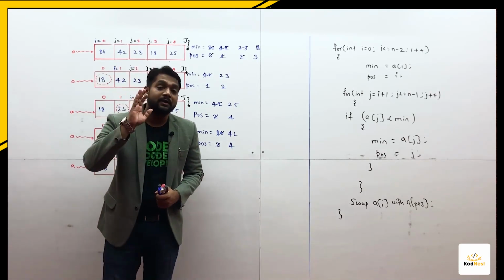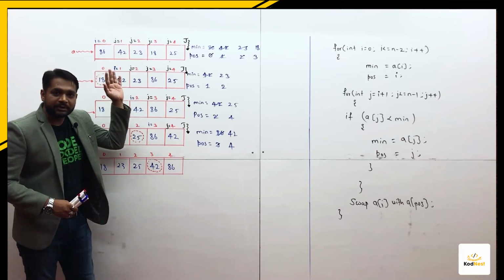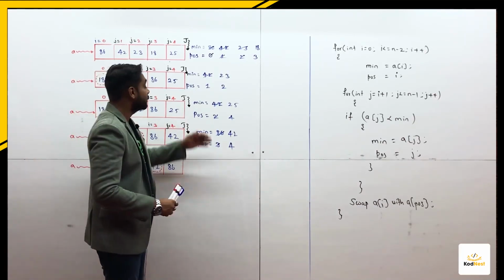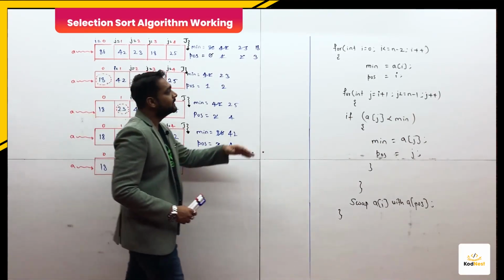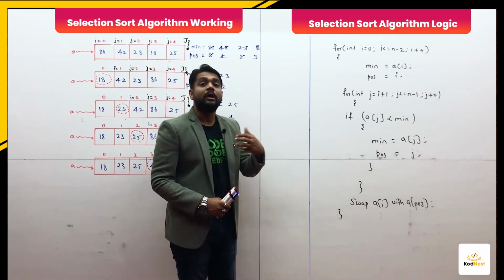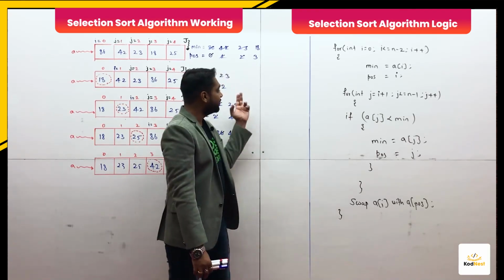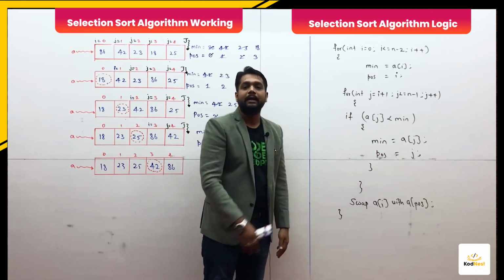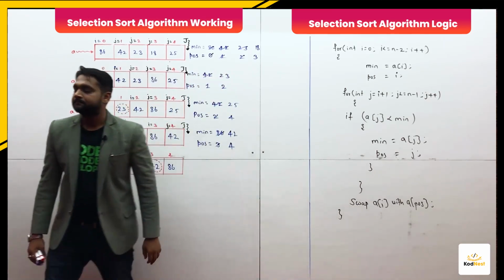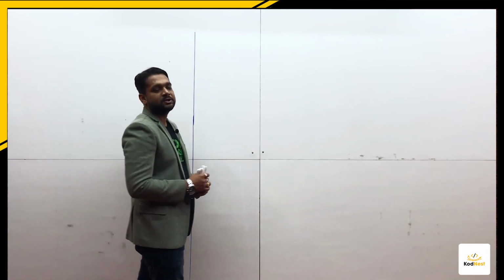I hope I am completely clear about the selection sort algorithm. First, copy this program as it is. Copy this working as it is. Then copy the logic as it is. We will have to convert this logic to the working program. That is still pending. So copy this, then copy this. We will convert it to program. Be very quick. I hope you have completed it. We will convert that logic to the working code.